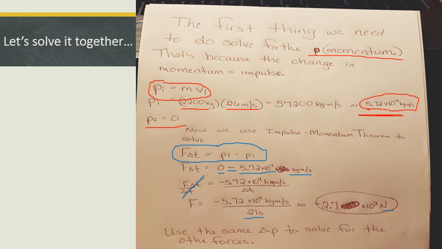Now you might be thinking, wait a minute, how in the world did we get newtons out of all of this? Well, remember that a newton is mass times acceleration. So we have kilograms, which is our mass, times meters per second squared, which is acceleration. So that is how we got to newtons, okay? Now we are going to use the exact same change in momentum to solve for the other forces.